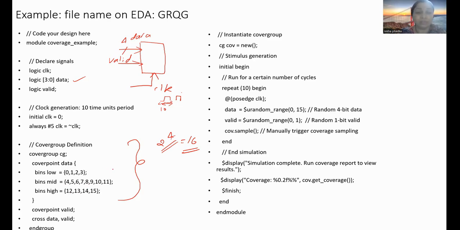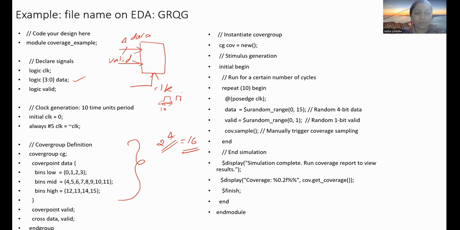If you don't want these classifications of bins, you can directly use bins and mention all the values in one bin. But here I've segregated it as if I'm sending a low packet, a large packet, and a medium packet, something like that. So these are my bins used for my variable data. Since I can have 16 combinations for this variable, I've created 3 bins and fitted these 16 combinations across all 3 bins.